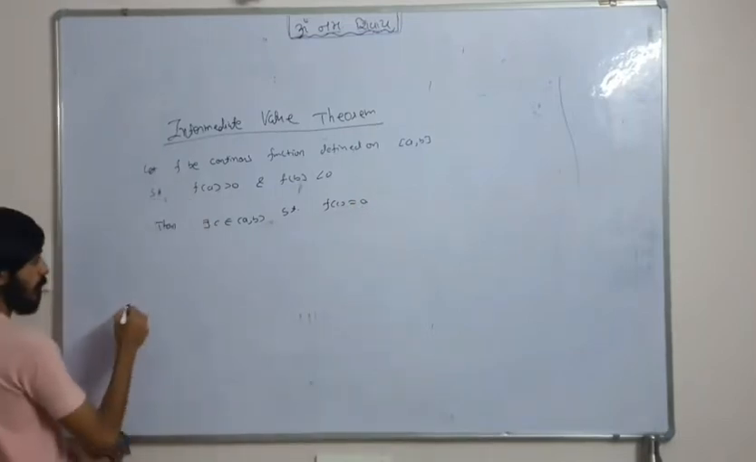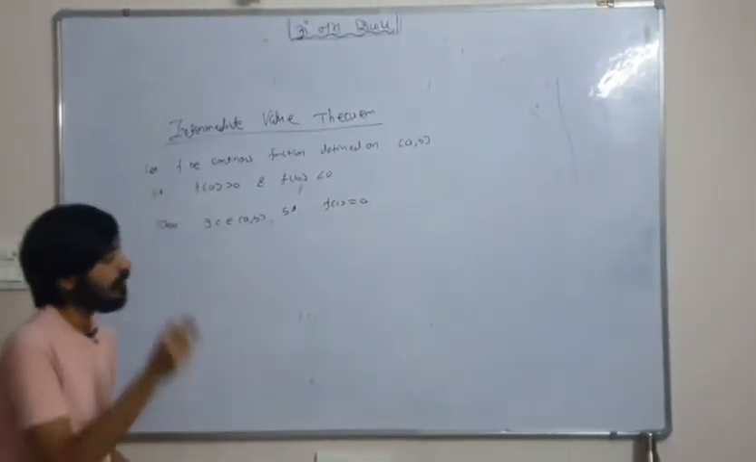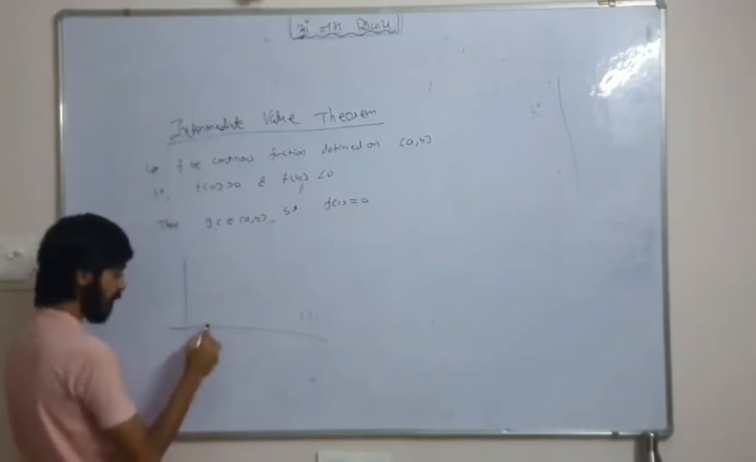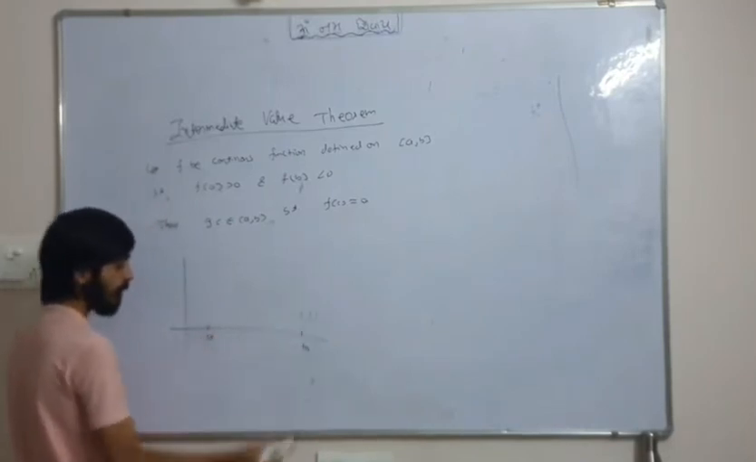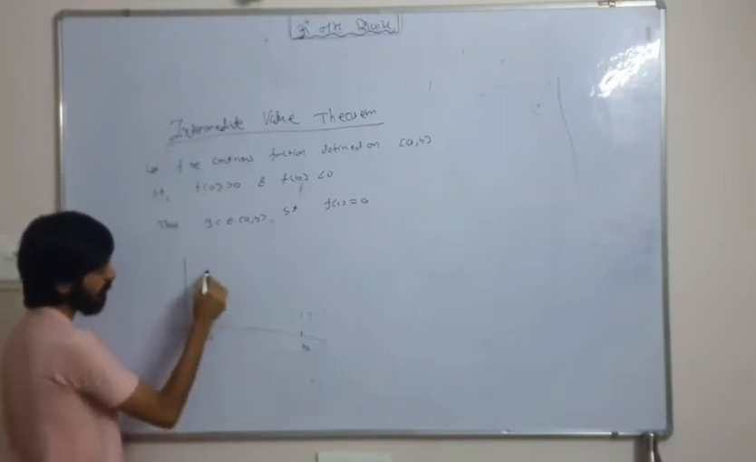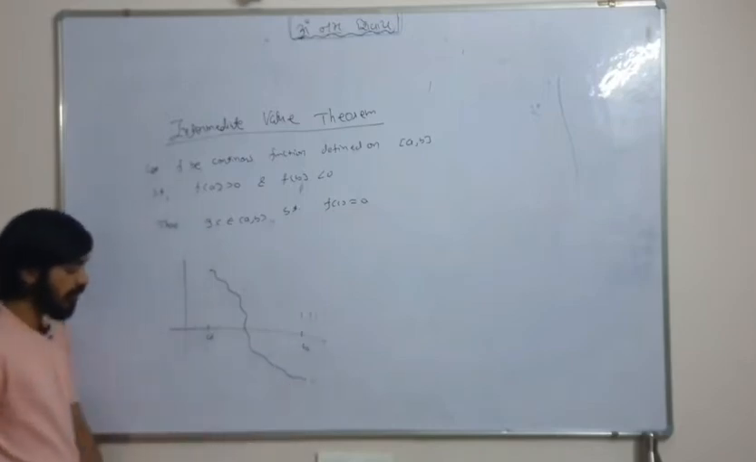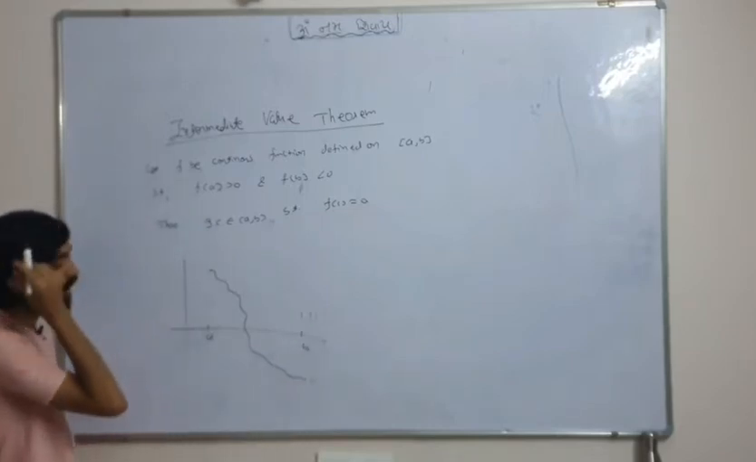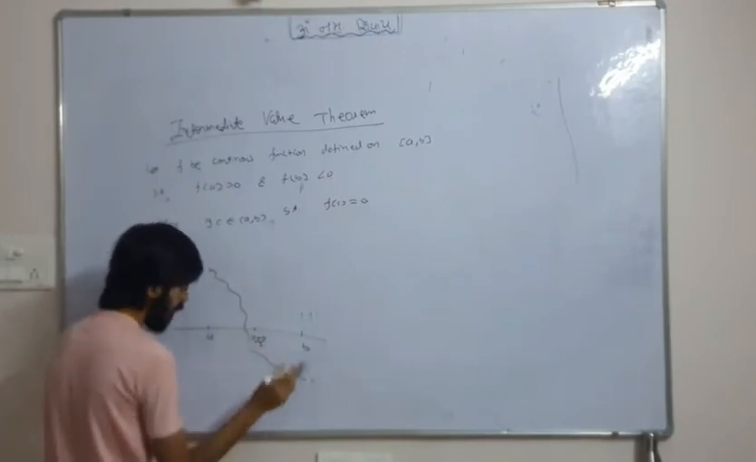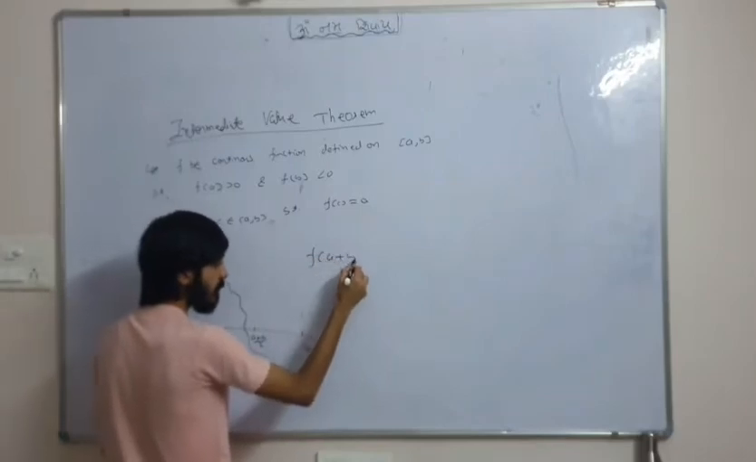Now, first I will give you the sketch of the proof, how we are going to show this. So here is a, here is b. Now see, f(a) is positive, so my function will look something like this. f(b) is less than 0, so it is here. Now I will look at (a+b)/2. Okay, so now I will look at the value of f((a+b)/2).